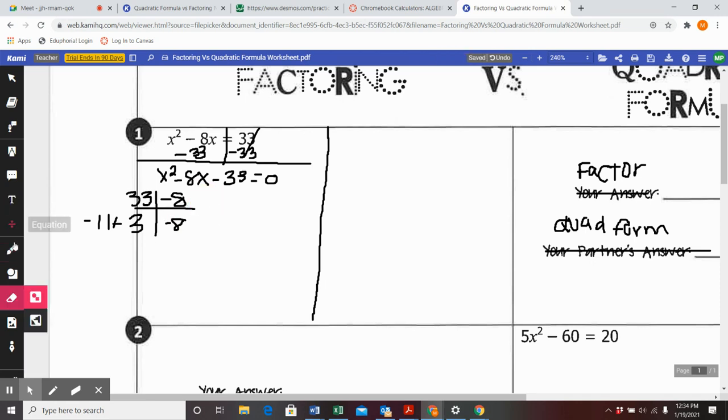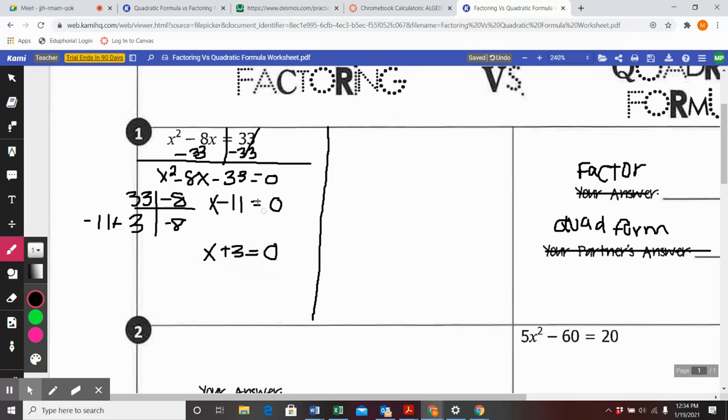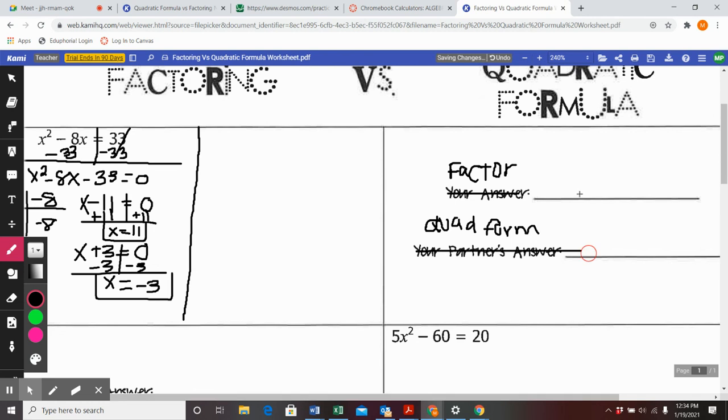Okay? So I'm just going to set them up. X minus 11 equals 0. And x plus 3 equals 0. Now you just do your basic solving. So how do I move a negative 11? You add it. How do you move a positive 3? Subtract it. So these are my two answers I get when I factor. Okay. Oh, so it's 11 and negative 3.